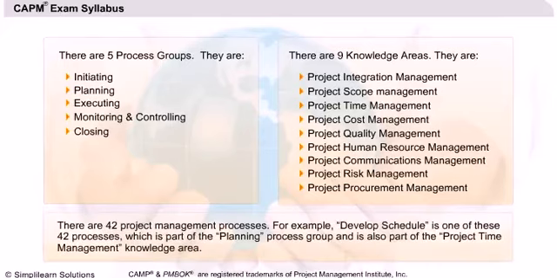Lastly, there are 42 processes. We have already come across 2 such processes, develop human resource plan and manage project team. If you are totally confused by now, don't worry. This is the whole exam syllabus and there is 1 lesson dedicated to each of these topics. For now, just remember that there are 5 process groups, 9 knowledge areas, and 42 project management processes.